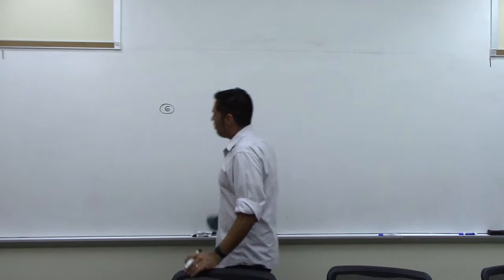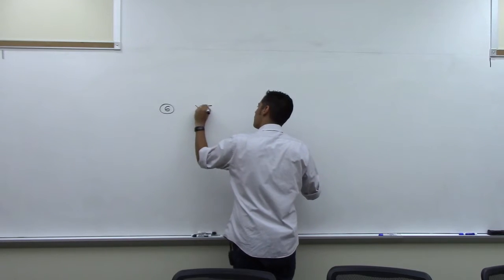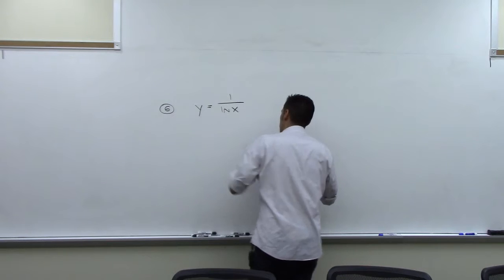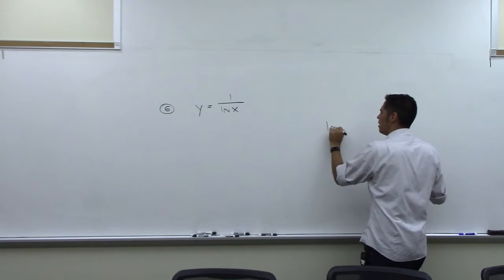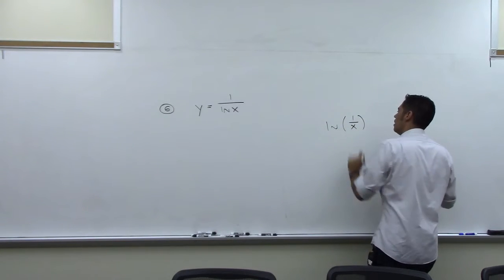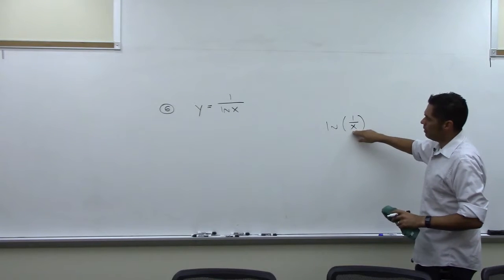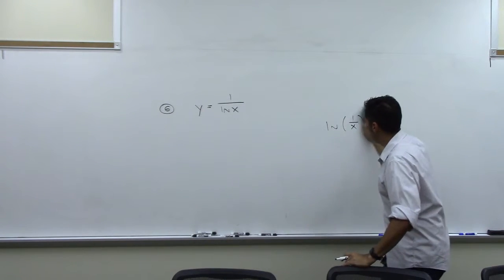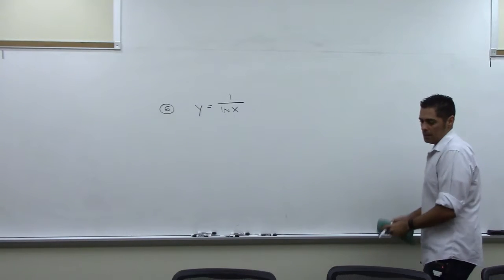Okay, y equals 1 over natural log of x. All right, this is different than the last problem. Last problem is natural log of 1 over x. So the fraction was inside the log. Here, the log is inside the fraction. All right, so we have to approach this a little different.